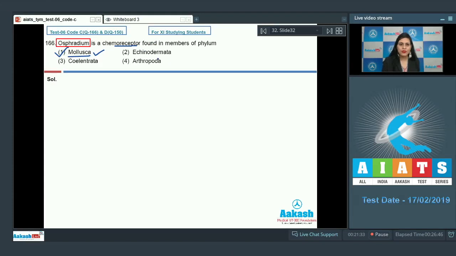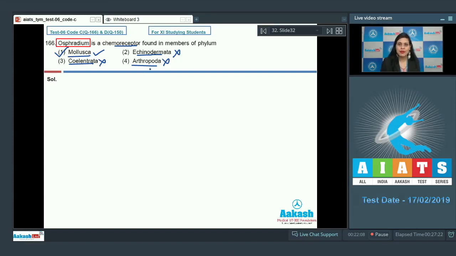Let's discuss the rest of the options. Echinodermata is an incorrect option. Echinoderms are spiny skinned animals and they lack ostracium. Coelenterata is an incorrect option. Coelenterates lack ostracium, and the last option is Arthropoda, which is also incorrect. Arthropods are devoid of ostracium.